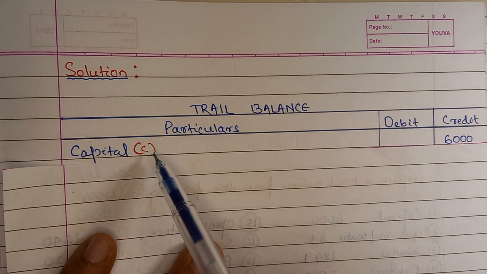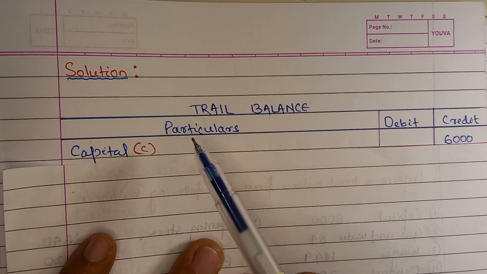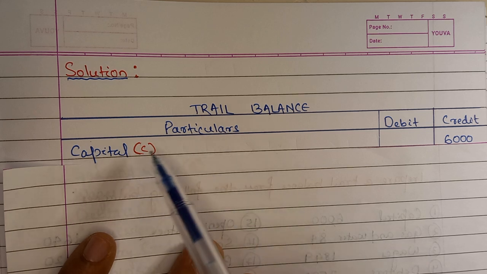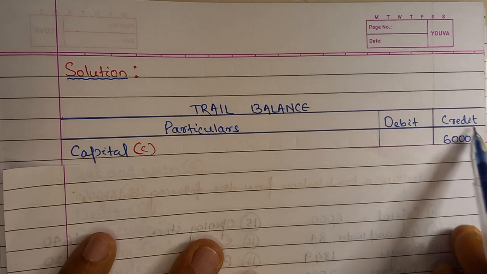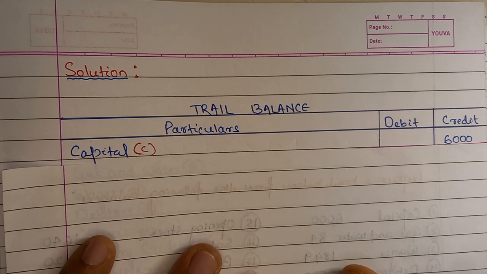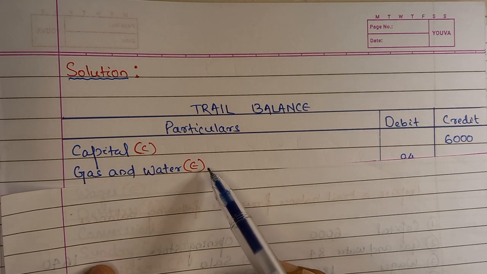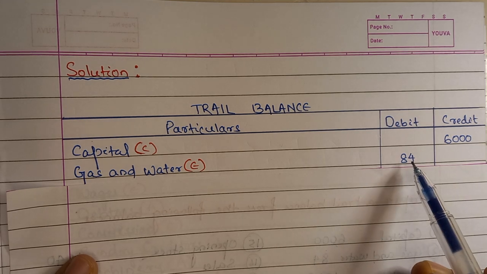Capital: the letter in the bracket written here is the nature of the category, whether it is an asset, income, liability, expense, capital, or a drawing. So capital is C, and what is the balance of capital? 6,000 will go to credit because capital is always a credit balance. The next one, gas and water, it's an expense, right? Expense is always debit.